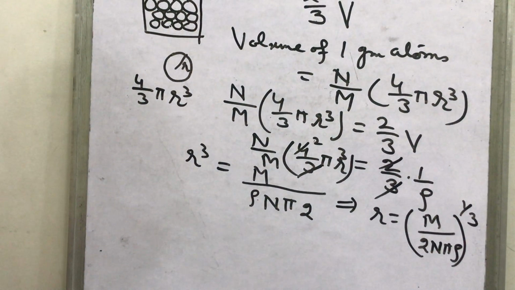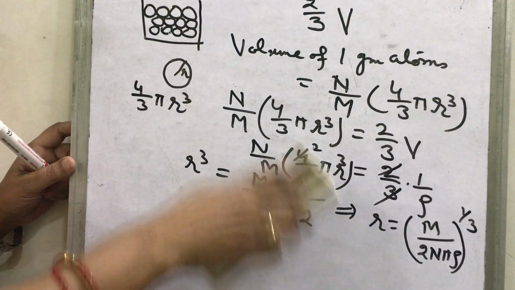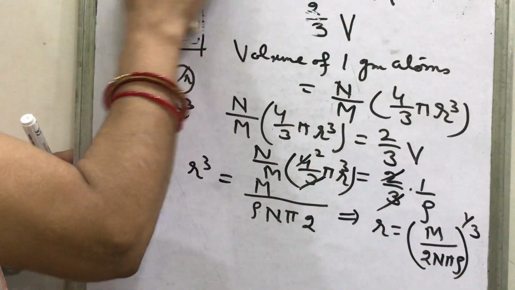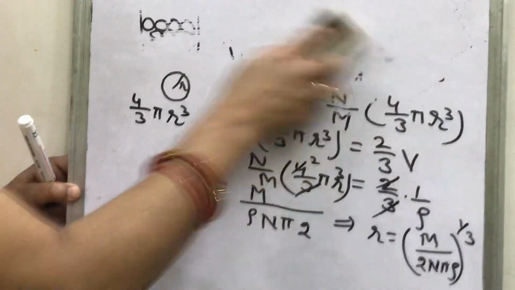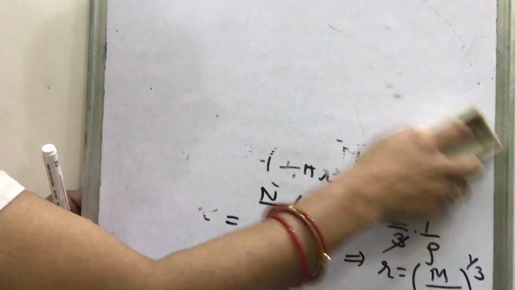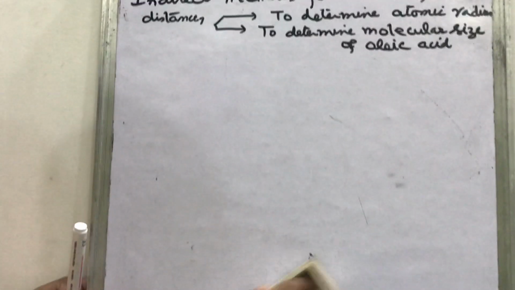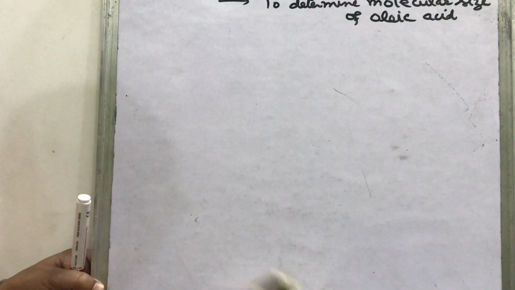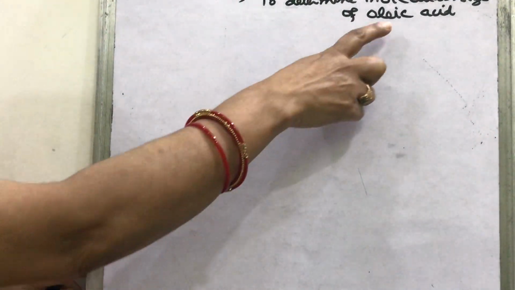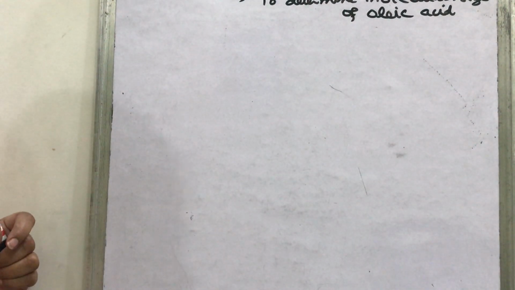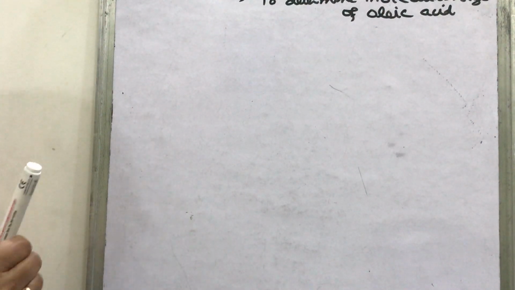You can determine. So this is the method to find atomic radius, and the second is the indirect method to measure the molecular size of oleic acid. Why have we taken oleic acid? Because it is a soapy solution and has a larger size of molecule. What is done here in this method?